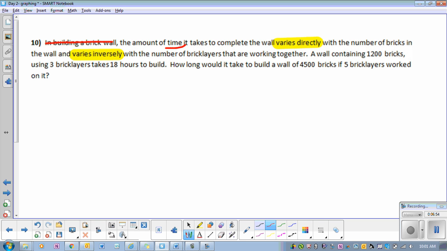The amount of time, okay, time varies directly, so I know it equals K, okay? Time varies directly, so multiplies with what? Number of bricks. I'll call this one N, call this one time, T. And it varies inversely, right? So it's on the bottom, inversely with the number of bricklayers, B. So there it is. That's my equation.